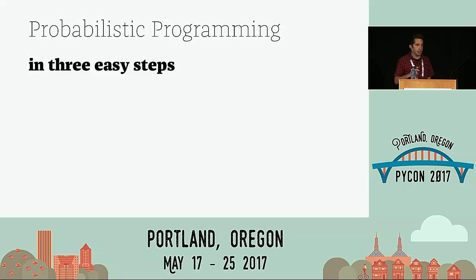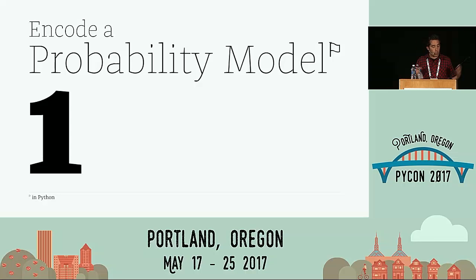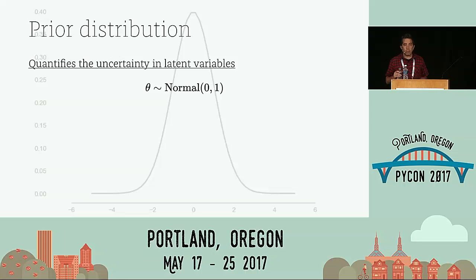How do we do it? There's 3 easy steps to probabilistic programming. The first is encode a probability model. Specify a probability model in any language you like, as long as it's Python. How do we do that? Well, first, we specify our priors. So again, this is quantifying the uncertainty in our latent variables.